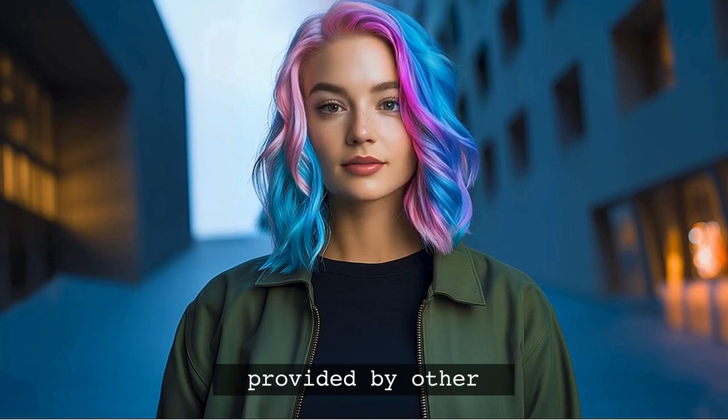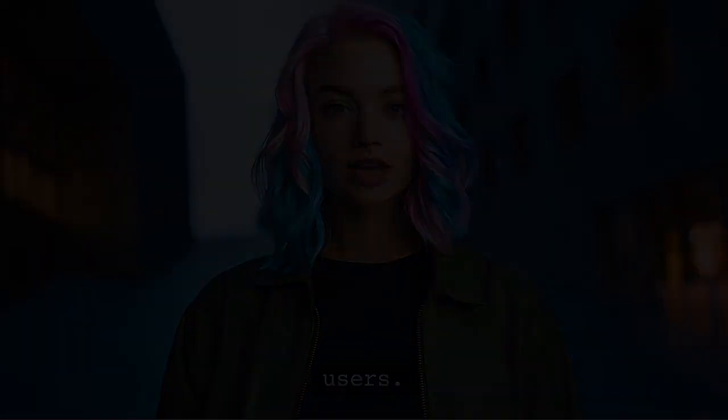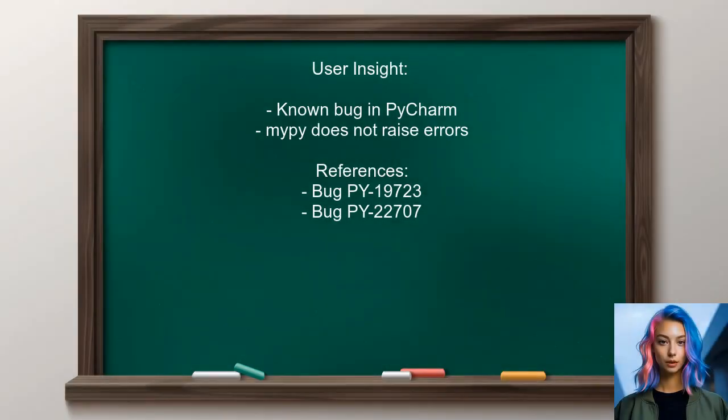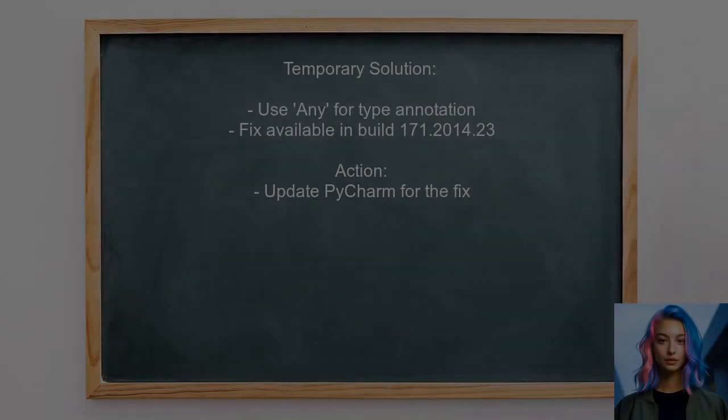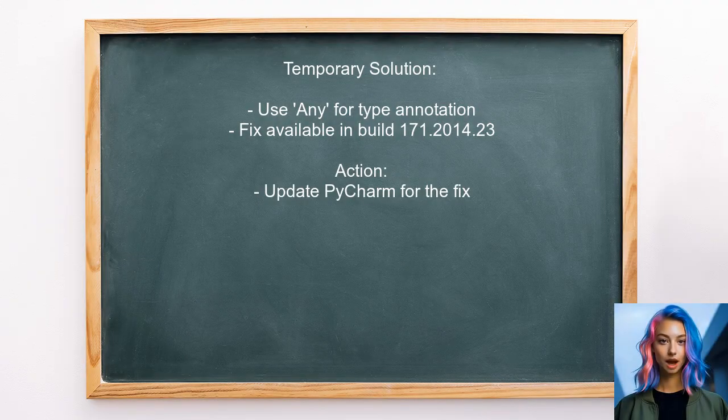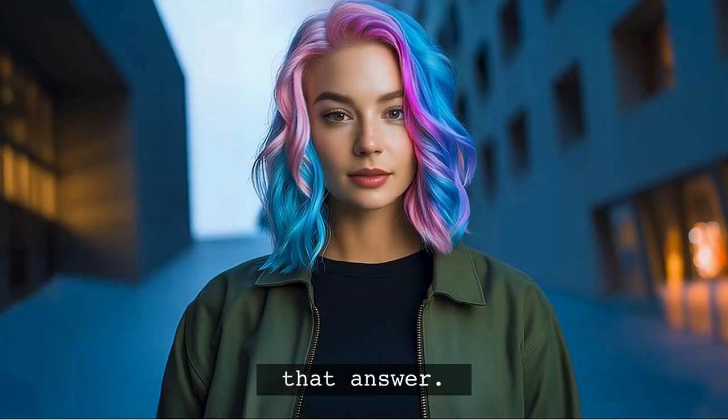Now let's look at the answers provided by other users. One user points out that the issue with type annotations in PyCharm is a known bug. They mention that while PyCharm raises errors, another type checker called mypy does not complain about similar code. They also mention that a fix is available in a specific build of PyCharm. As a temporary solution, they suggest using Any for the type annotation to avoid the checker errors. That's it for that answer. Let's take a look at another one.